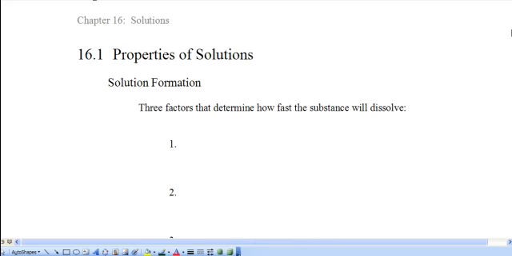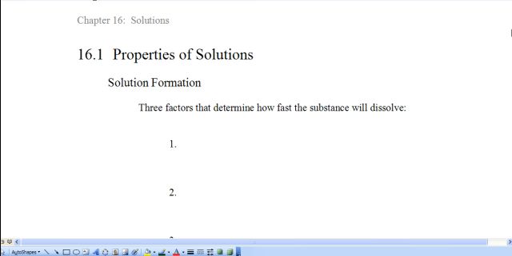And welcome to Chapter 16, Solutions. In this chapter, we're going to be talking about the properties of solutions. We'll also be talking about concentrations of solutions, how to make solutions of a given concentration, how to dilute solutions to a given concentration, and the various ways that we can report concentration.